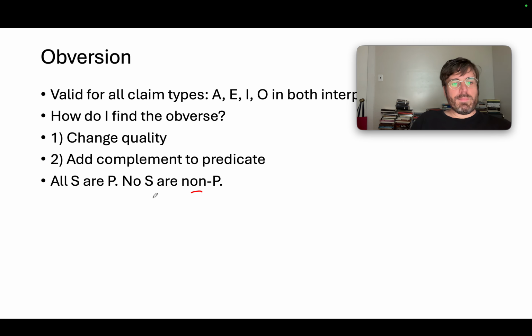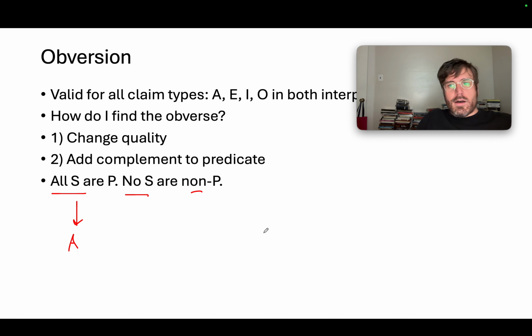All right, so if we begin with this sentence, all S are P, ask yourself first, what type of category is this? This is an A, right? This is our universal affirmative. So the first step is to change the quality. Because it's affirmative, it has to become negative. So you'll notice we have negation in the obverse. And then we added the complement to the predicate right here, non-P. So the obverse of any A is no S are non-P for any content in the world.